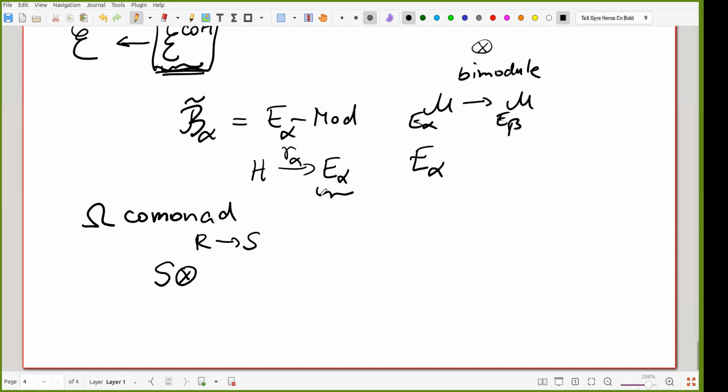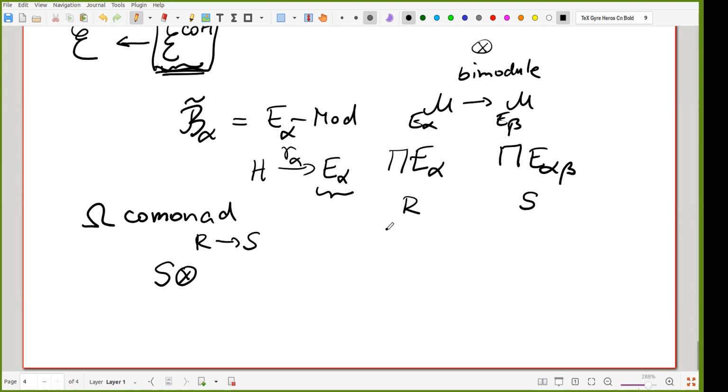So what I will do is I will take the product of all these E alphas. That would be one ring. And I will have product of all these bimodules, E alpha beta, which will be another ring, S.